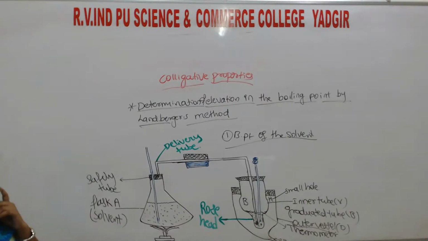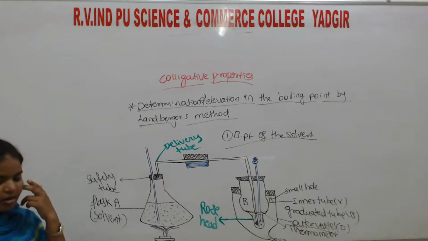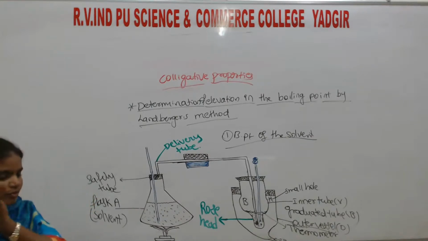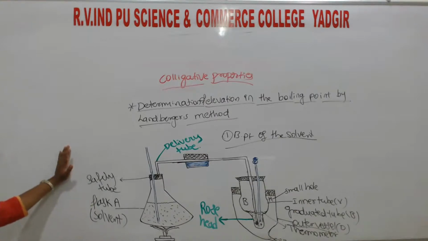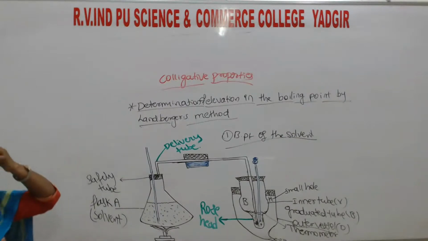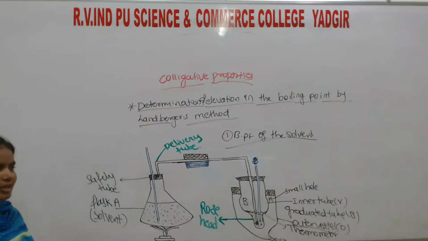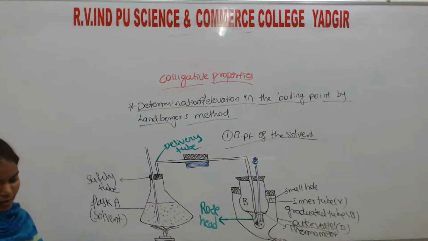Here, a weighed amount of the solute under examination is added into the graduated inner tube, and the process is repeated. The entry of the solvent into the graduated tube continues until the temperature again remains constant. This gives the boiling point of the solution.